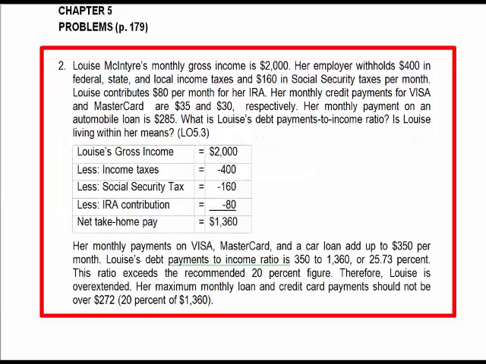Louise McIntyre's monthly gross income is $2,000. Her employer withholds $400 in federal, state, and local income taxes and $160 in Social Security taxes per month. Louise contributes $80 to her IRA. Her monthly credit payments for Visa and MasterCard are $35 and $30 respectively. Her monthly payment on an automobile loan is $285. What's her debt-to-income ratio? Is she living within her means?